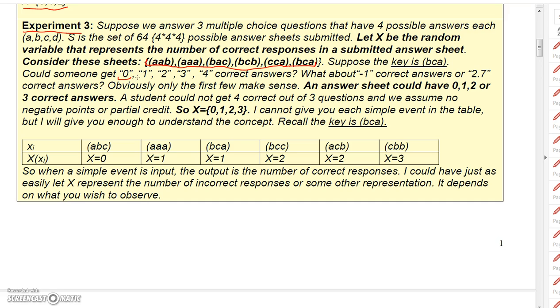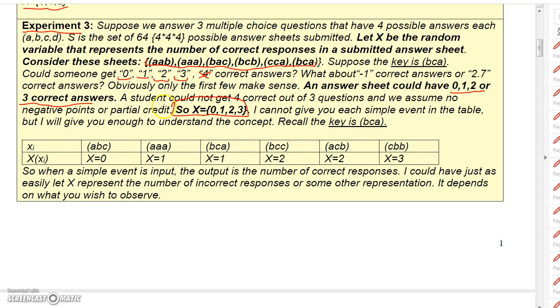They could miss all 3. Could a person get 1? Yeah, they could get 1. Could they get 2? Yes. Could they get 3? Yes. But could they get 4? And the answer to that is no, because there's only 3 questions. So the most they could get would be up to 0, 1, 2, or 3 correct answers. So the random variable can actually equal 0 through 3 correct answers.